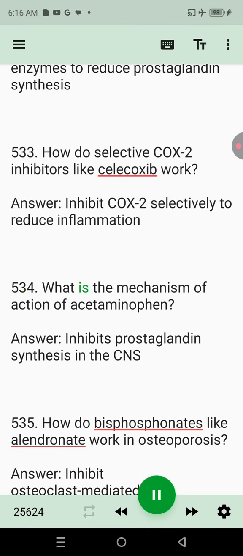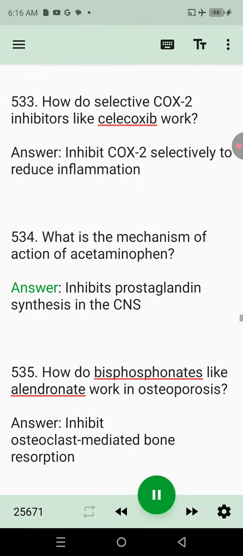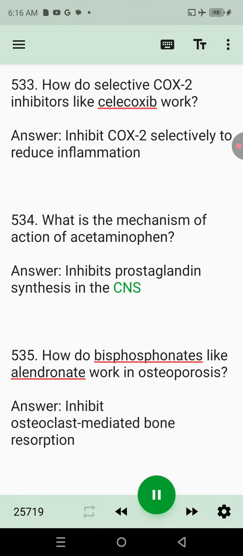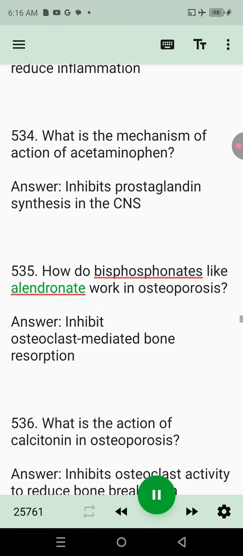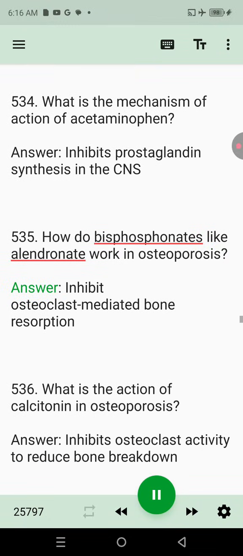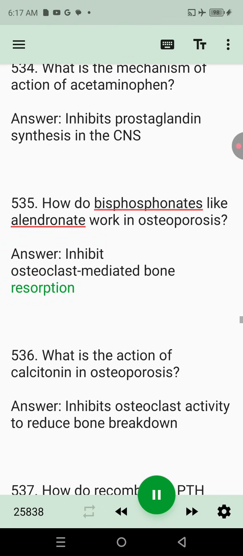534. What is the mechanism of action of acetaminophen? Answer. Inhibits prostaglandin synthesis in the CNS. 535. How do bisphosphonates like alendronate work in osteoporosis? Answer. Inhibit osteoclast-mediated bone resorption.